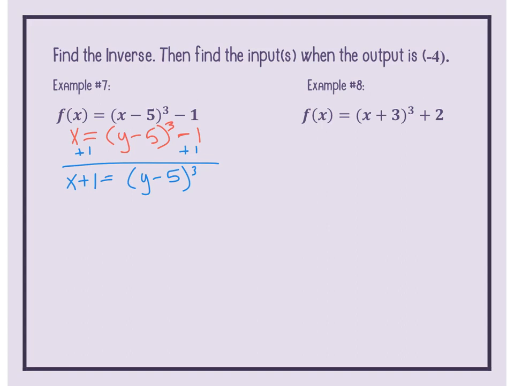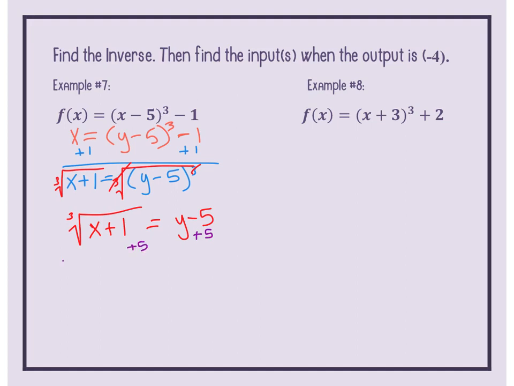Now, how do I get rid of a cubed? I take the cube root. Again, terminology is important. Cube root to both sides. This cube root and this cube divide to 1. They're gone. So I'm left with the cube root of x plus 1 equals y minus 5. What's the next step? Adding 5 to both sides.